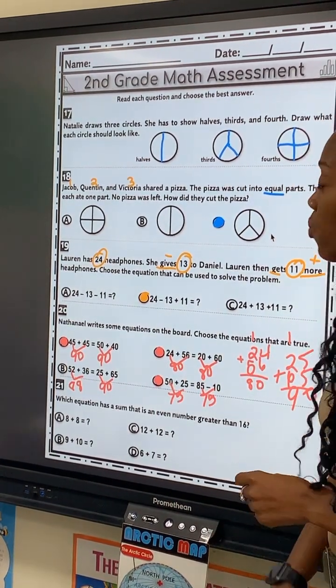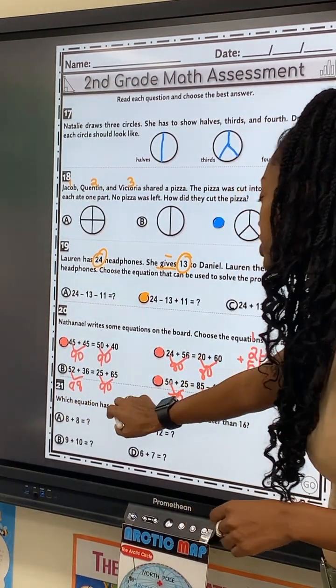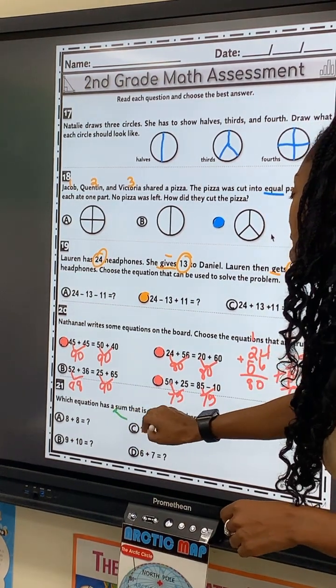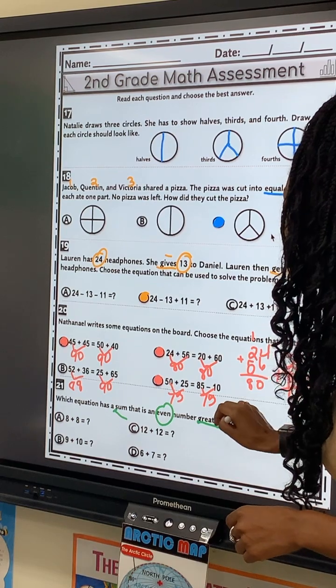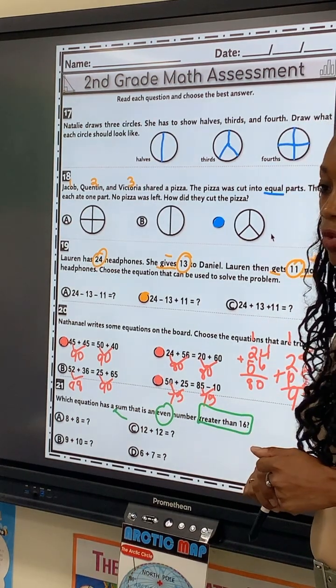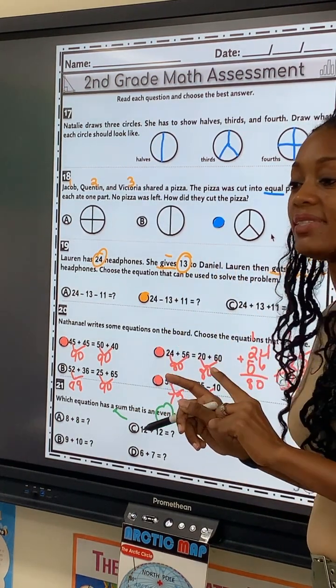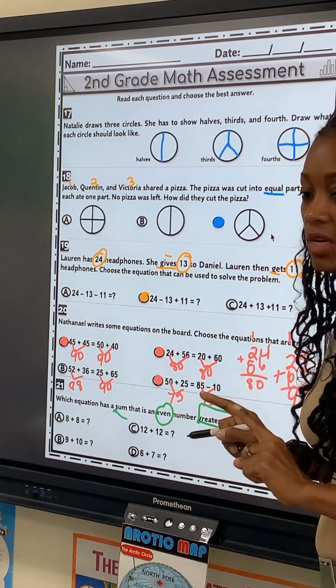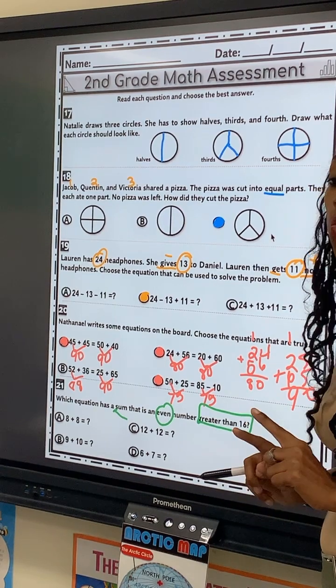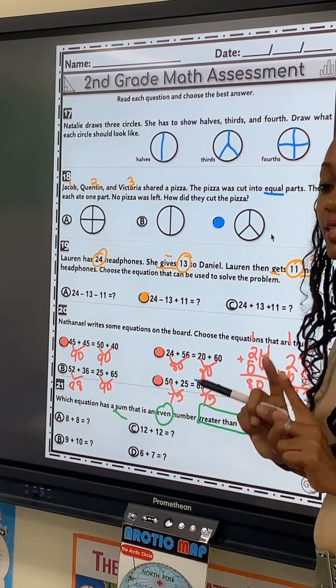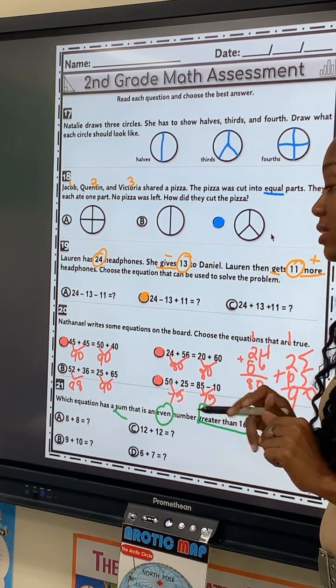Let's look at number 21. It says which equation has a sum that is an even number that is greater than 16. So greater than means it has to equal more than the number 16. So if it equals the number 16, guess what? It's wrong, because it clearly says a sum that is greater than 16.